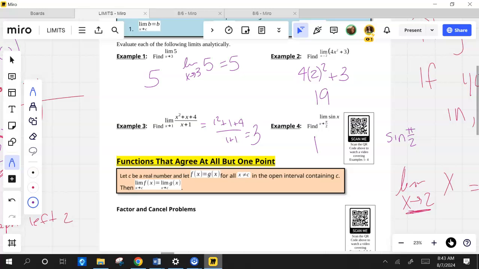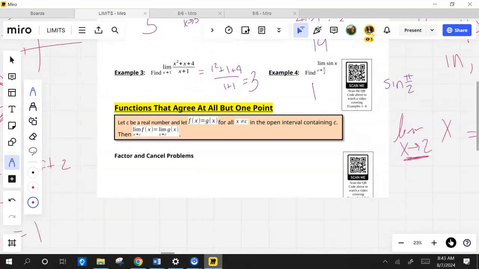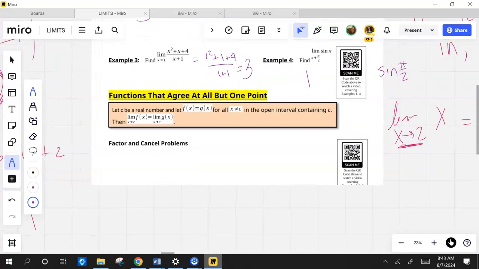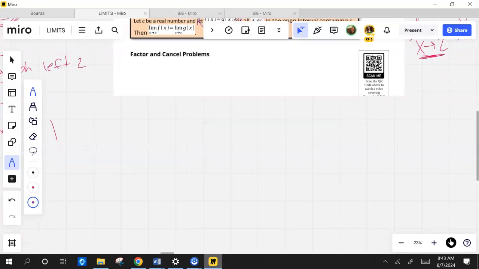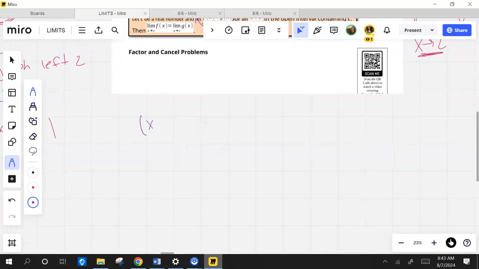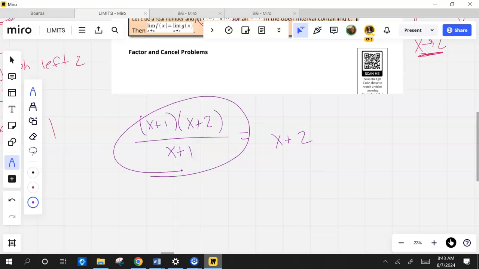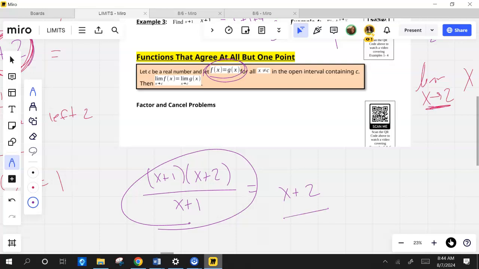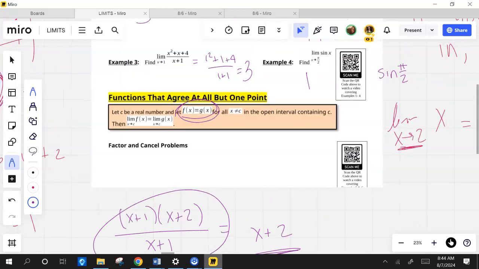So here's what we do, and this is where this little definition is coming from. If f of x and g of x equal each other, then the limits also equal each other. All that means is if you can manipulate it, would you say that equals x plus 2? If I started this way, I couldn't just plug negative 1 in, right? I might have to do some manipulation, get it to look like this, and then I could plug it in. And so that's kind of where we're going with this.